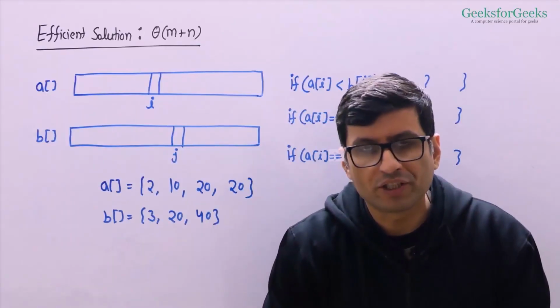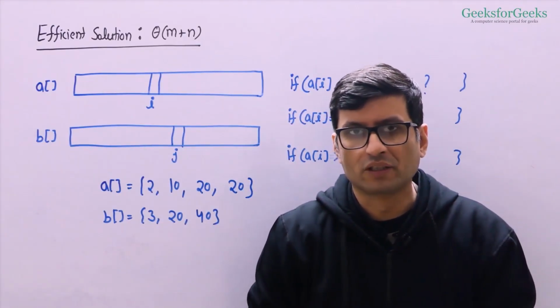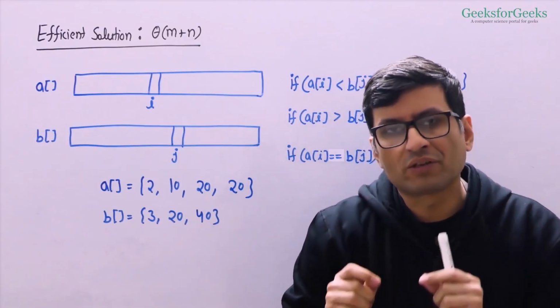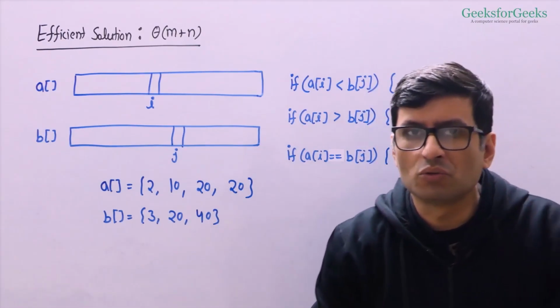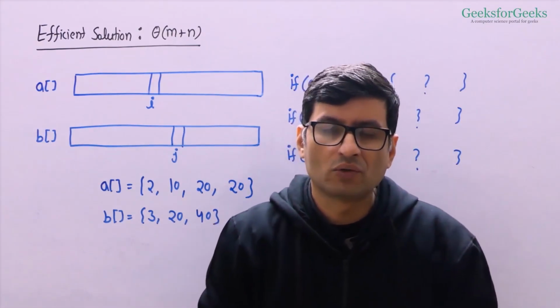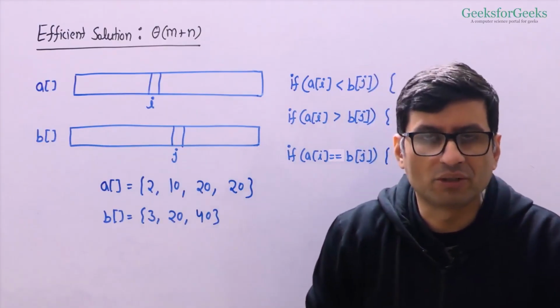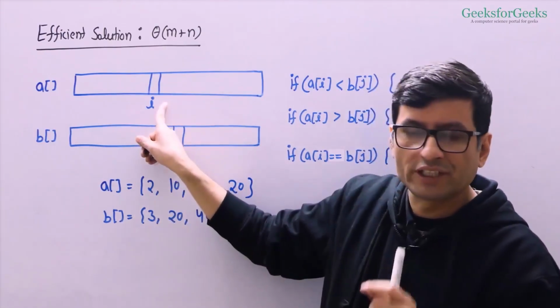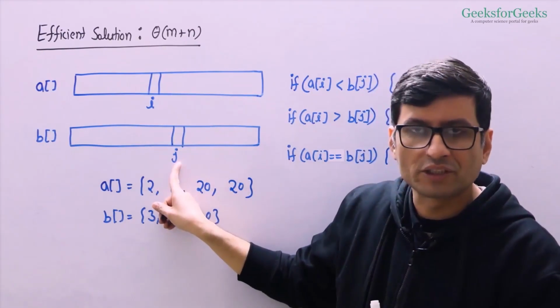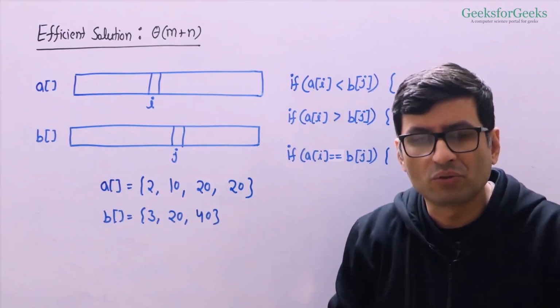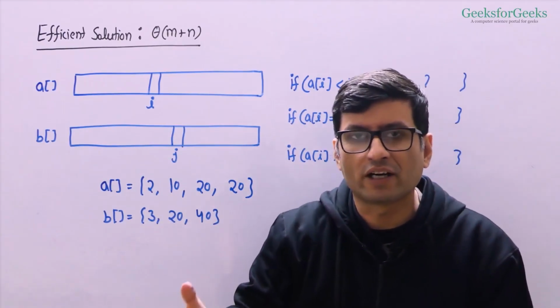Let us now talk about the idea for efficient solution. What we are going to do is, we are going to follow the process similar to merge function of merge sort. We are going to traverse both the arrays simultaneously, array A using index i and array B using index j. And what are we going to do? Like merge sort, we are going to compare A[i] and B[j].